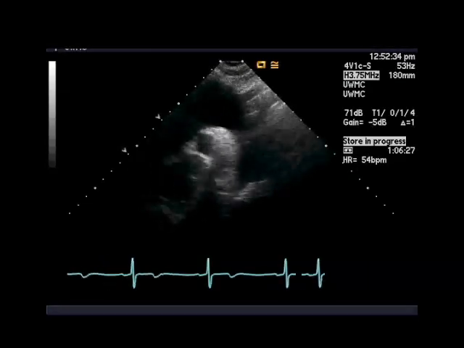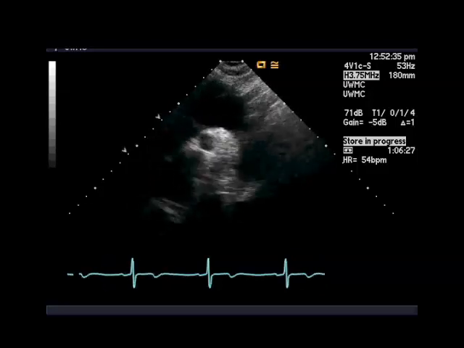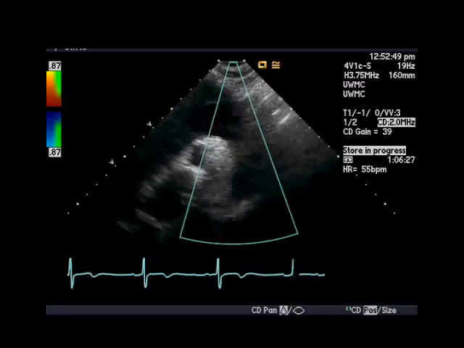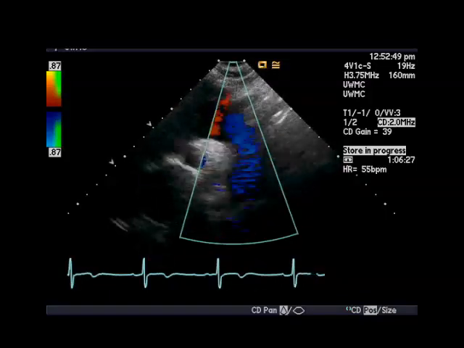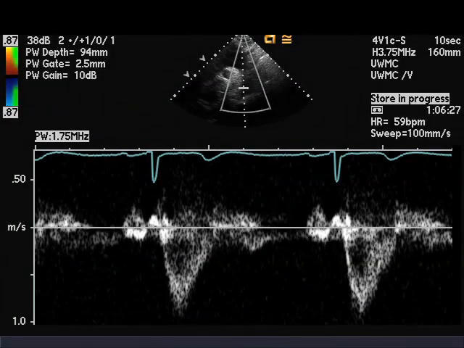Because Doppler data are angle-dependent, flow in the proximal arch is shown in red towards the transducer, and flow in the descending thoracic aorta in blue, away from the transducer. Pulsed or continuous wave Doppler recording of flow in the descending thoracic aorta is useful in evaluation of aortic regurgitation, aortic coarctation, and patent ductus arteriosus.